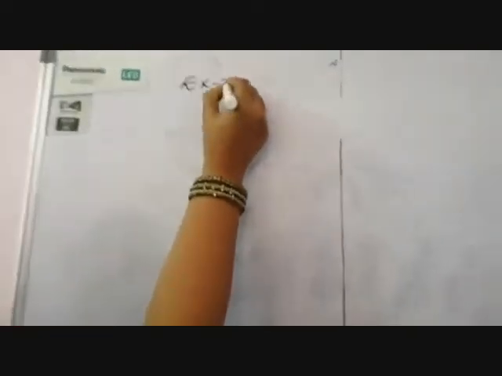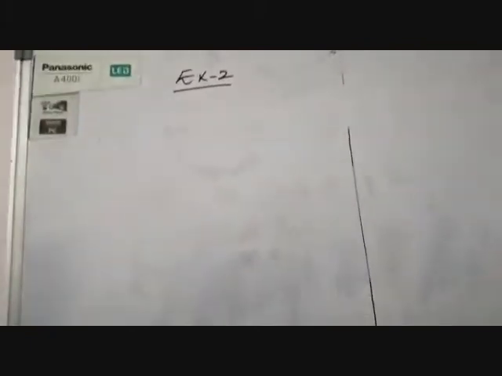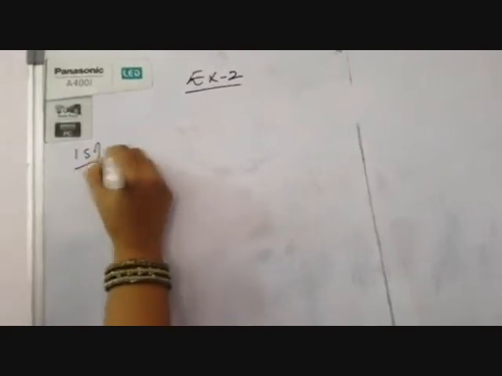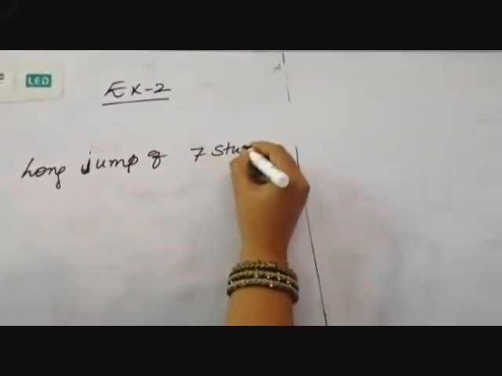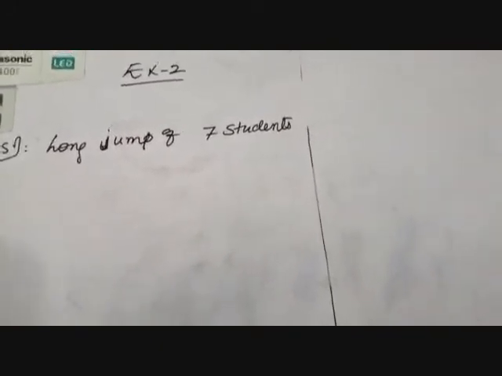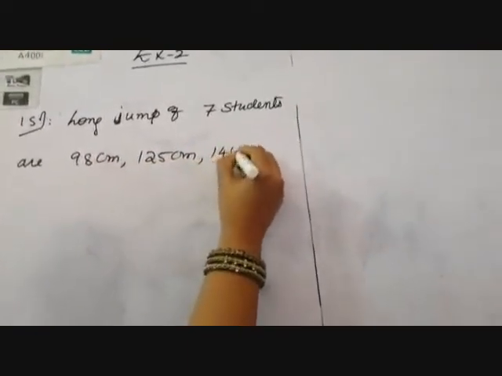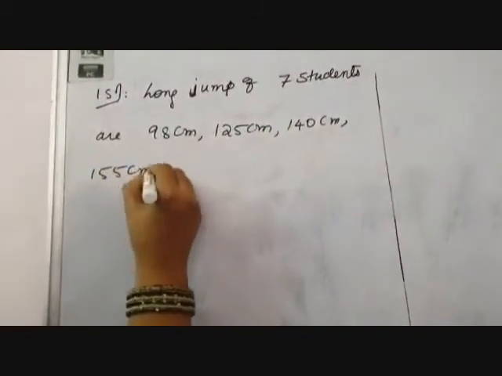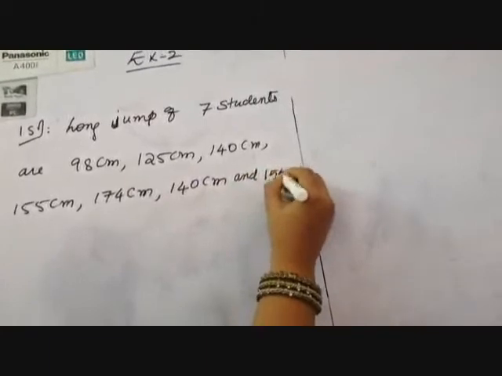We are continuing exercise 2 now, children. First question: the long jumps of 7 students in training are 98 cm. There is a long jump competition, children. There is a team, and some students are participating. What are the jumps of the 7 students? 98 cm, 125 cm, 140 cm. So first of all, write down the long jumps of the 7 students: 98 cm, 125 cm, 140 cm, 155 cm, 174 cm, 140 cm, and last is 155 cm.